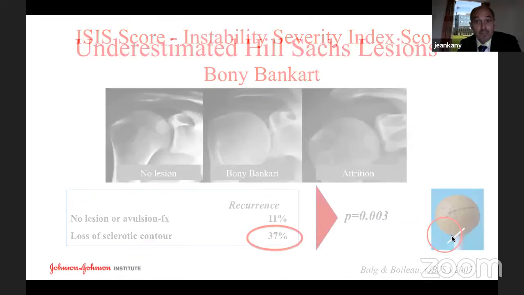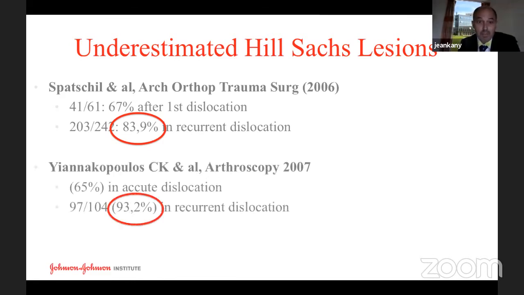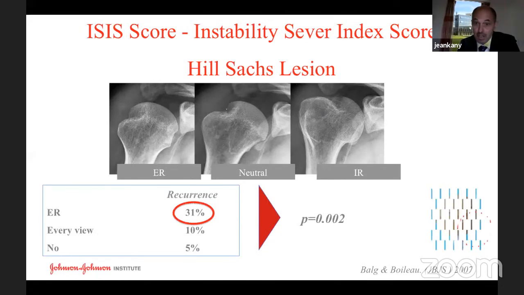So on another topic, you have a Hill-Sachs lesion. And I totally agree with my friend Jack, because in fact, it's more frequent than you can imagine. You can see different papers, and we are close to 100% in the case of recurrent dislocation. And I discussed again, have shown that in case of Hill-Sachs lesions, there is a high rate of recurrence.